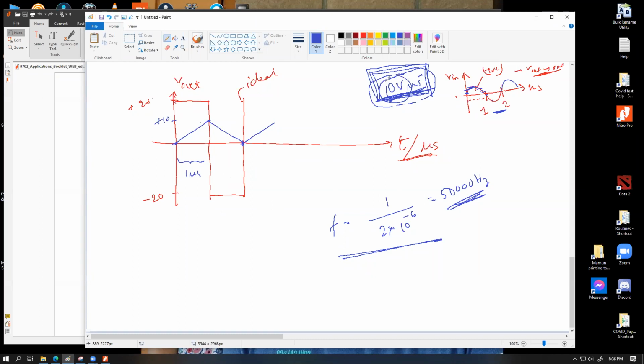So if the input was say 5 volts, then it would be able to handle that. Then it will rise up to 10 volt within half microsecond. It will rise up to 5 volt within half microsecond and maintain 5 volt for the next half microsecond.